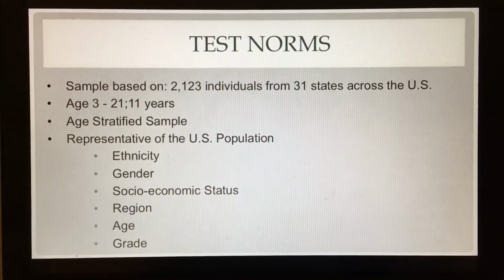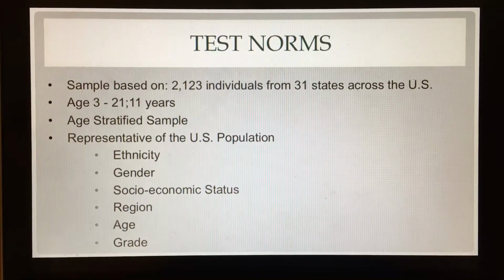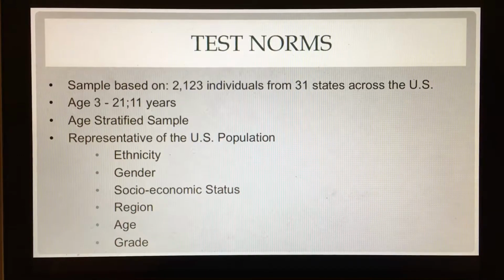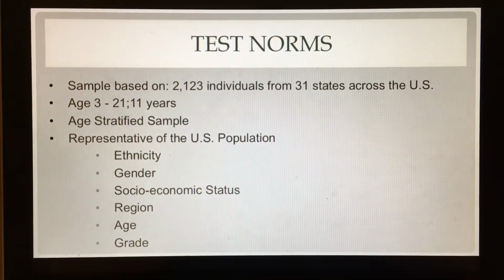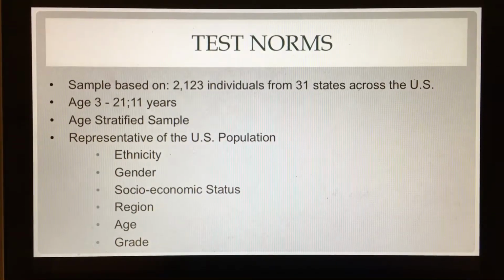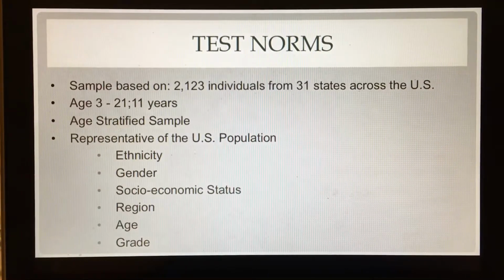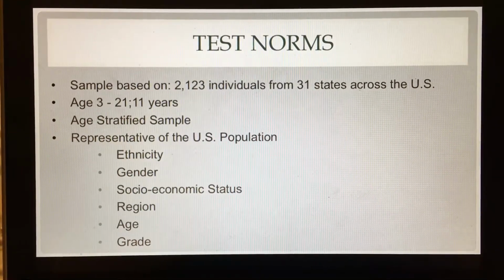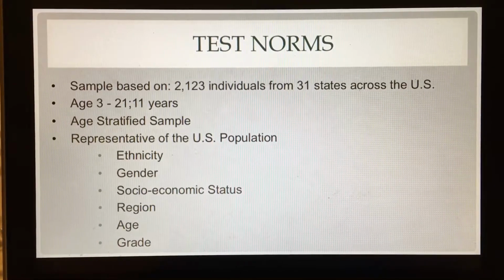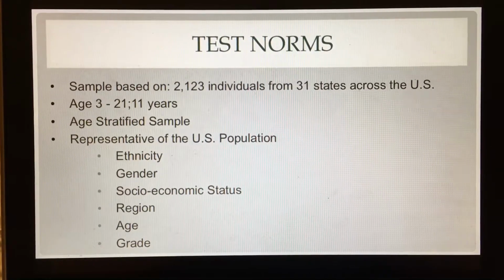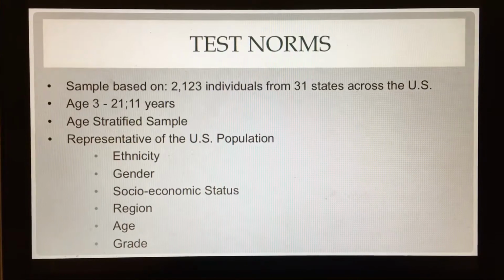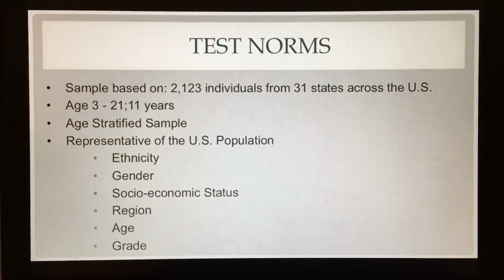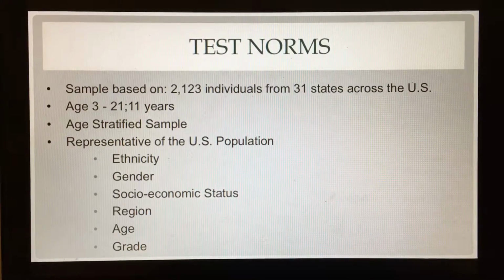So here we have our test norms. The sample is based on 2,123 individuals from 31 states across the U.S. The age range is 3 to 21 and 11 months. It is an age stratified sample, and it is also representative of the U.S. population, indicating ethnicity, gender, socioeconomic status, region, age, and grade.